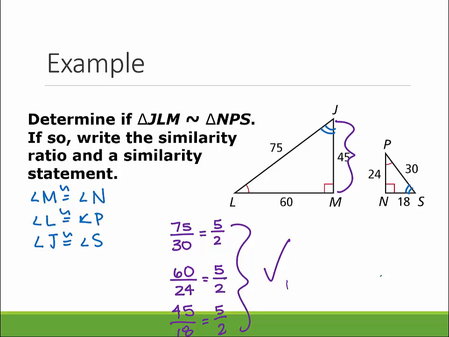So when we write our similarity statement, we have to say them in the correct order. So let's say triangle MLJ is similar to triangle, start at the right angle, so N, and then I went to the one angle mark and then the two angle mark.